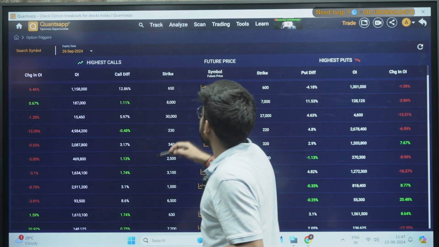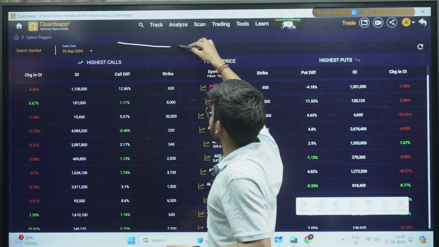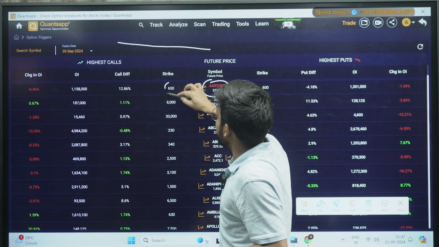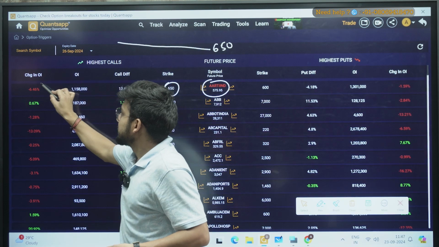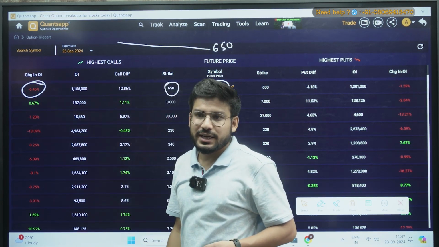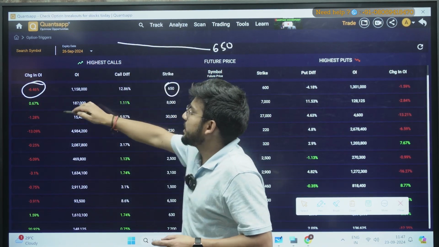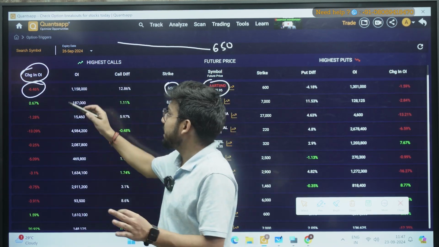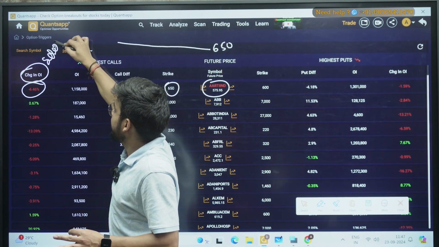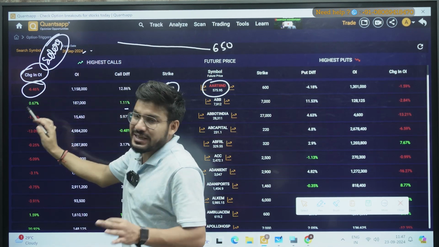For example, let's suppose this is Aarti Industries, and the strike price is 650, so this is 650. Now change in OI is 6.46%. It means from this level, and I have already told you many times that we always interpret OI in terms of sellers. So change in OI means change in sellers.